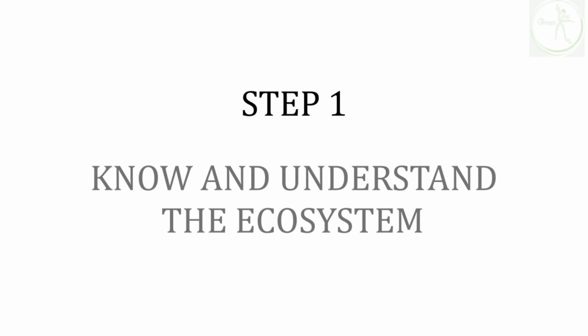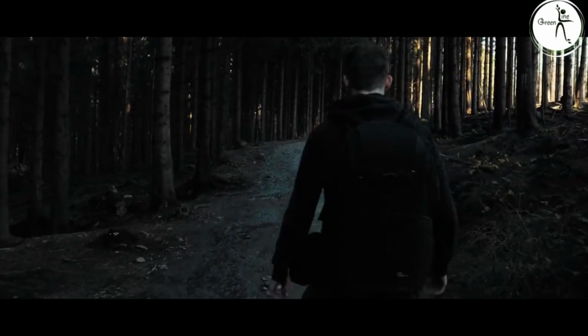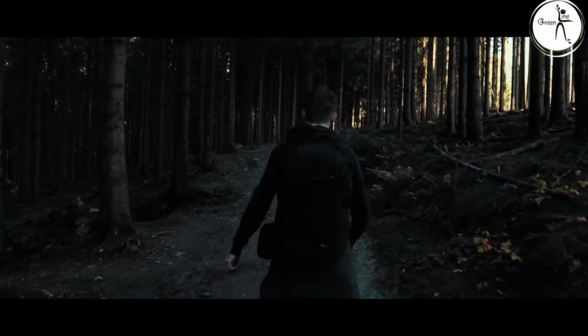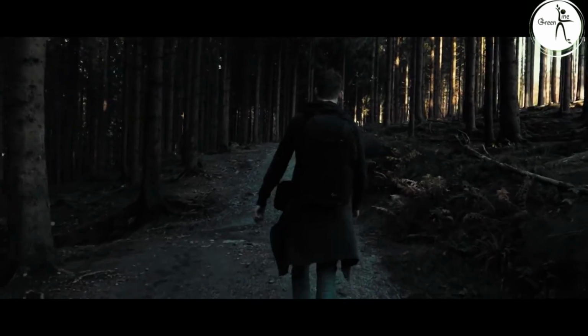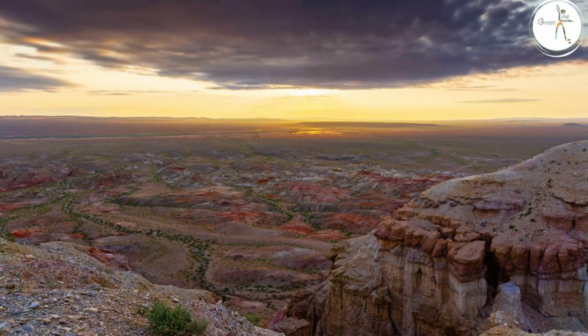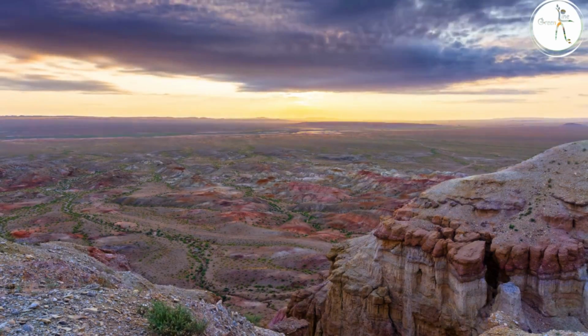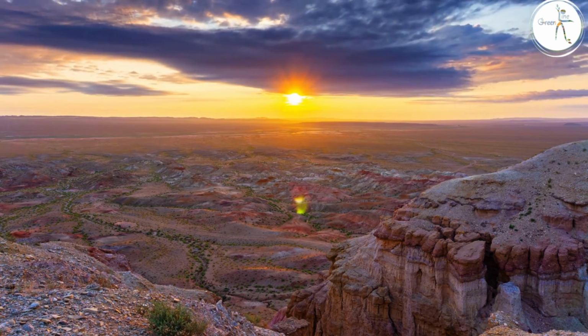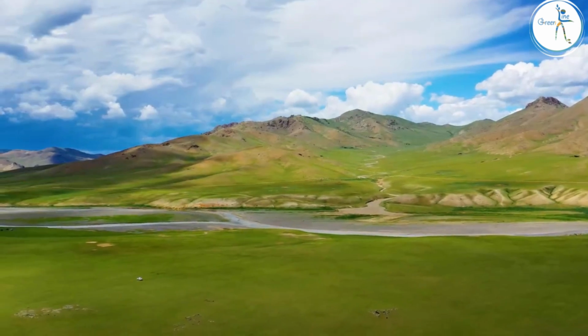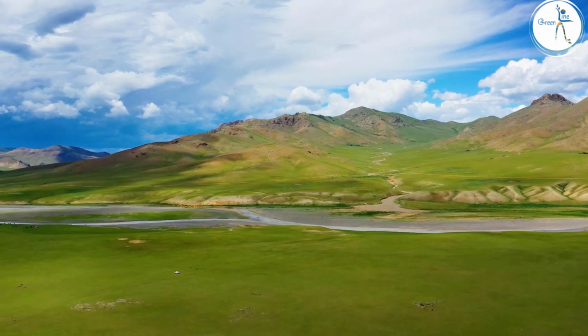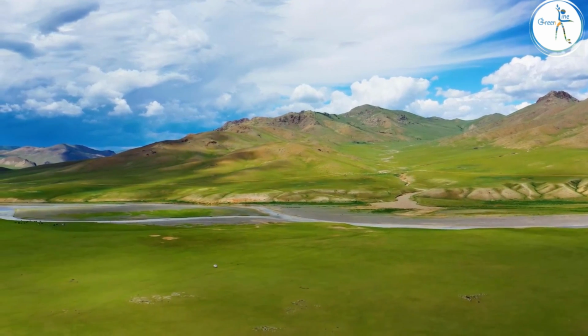The first step while restoring an ecosystem is to know and understand the ecosystem that needs to be restored. And this is necessary because, as we mentioned before, every ecosystem is different and needs different steps and processes to be restored. The best way to understand an ecosystem is through a reference ecosystem.